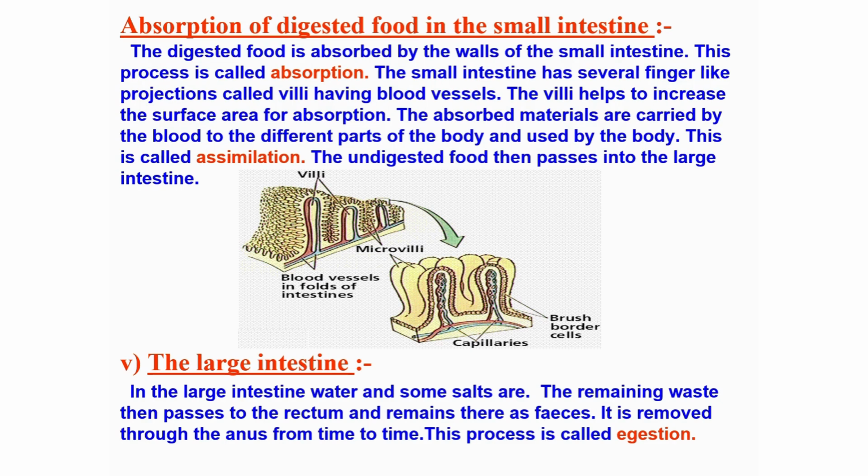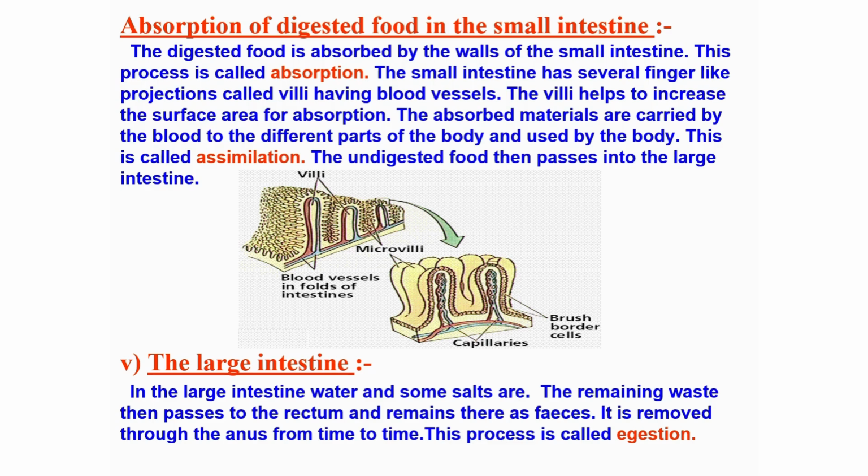Absorption of digested food in the small intestine. The digested food is absorbed by the walls of the small intestine. This process is called absorption. The small intestine has several finger-like projections called villi having blood vessels. The villi help to increase the surface area for absorption. The absorbed materials are carried by the blood to the different parts of the body and used by the body. This is called assimilation. The undigested food then passes into the large intestine.